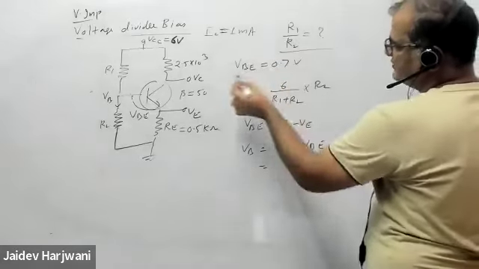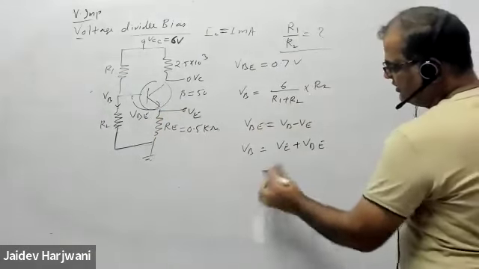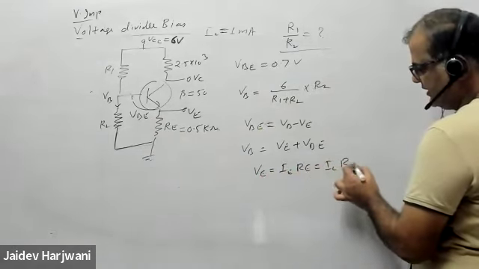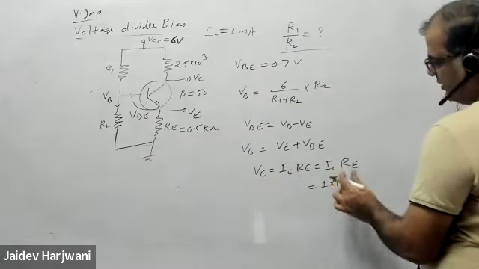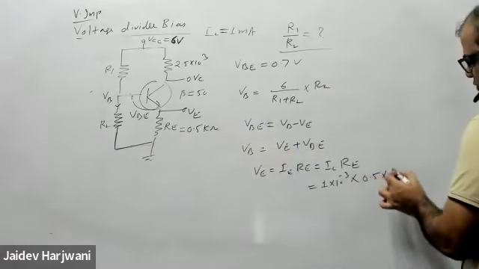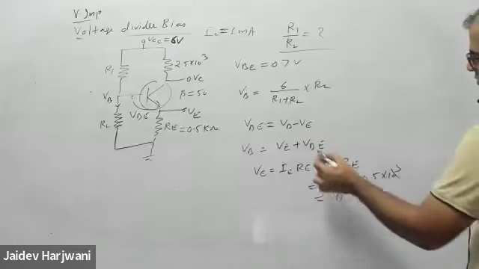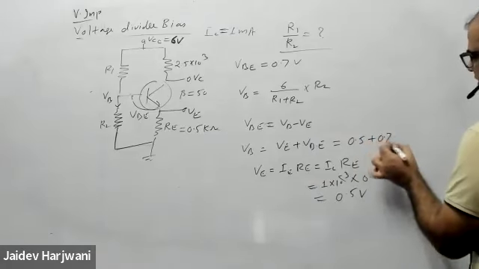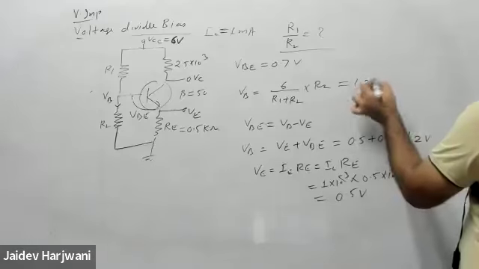Now IC is given. IC is almost equal to IE, so you can find this VE. VE is IE into RE, that is IC RE, and IC is 1 milliampere, given, and RE is 0.5 kilo ohm. So this comes 0.5 volt. And VBE is 0.7, so 0.5 plus 0.7 gives you 1.2 volt.